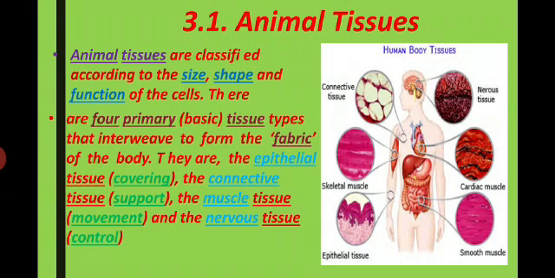Animal tissues are found in the human body in a number of types. Listen: connective tissue, neural tissue, muscle tissue (skeletal, cardiac, and smooth), and epithelial tissue. So what is animal tissue?